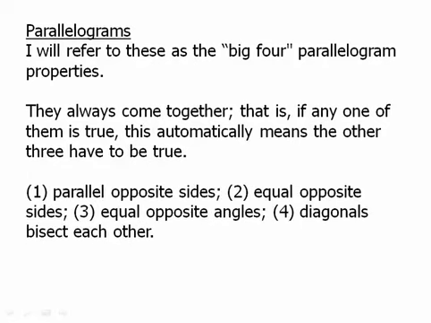Again, these 4 properties are parallel opposite sides, equal opposite sides, equal opposite angles, and diagonals bisect each other. So any one of those automatically makes the other 3 true.